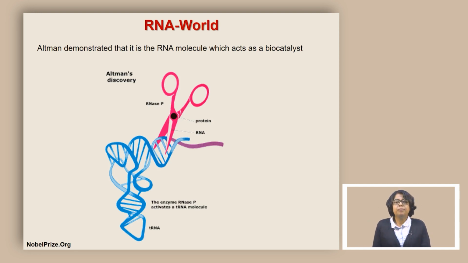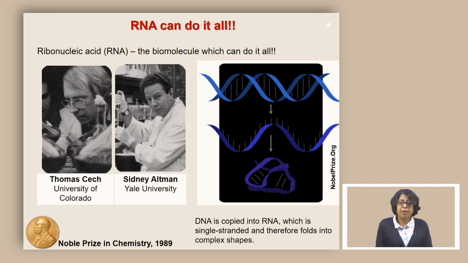And that is why the idea was favored that probably the first material, the first organic molecule, was neither DNA nor protein, it was something like an RNA. And because of this discovery, that ribonucleic acid, RNA, is a molecule which can do both of these functions, both Thomas Cech and Sidney Altman got the Nobel Prize in Chemistry in 1989.